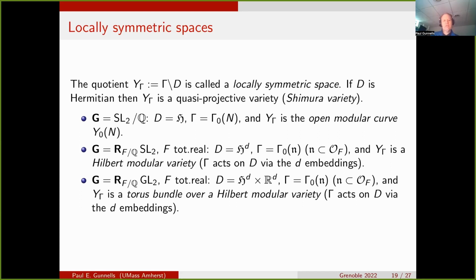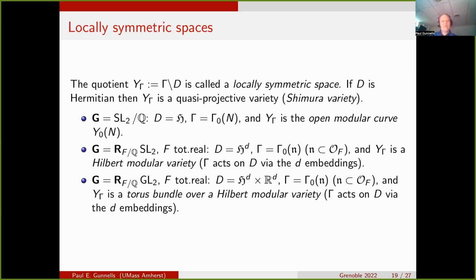So here are some examples. One that I'm sure you've seen: if you take SL_2 over Q, and then we take the Hecke congruence subgroup, then we get the modular curve. Now this is what sometimes is called the open modular curve because it's not compact. This is not a compact algebraic curve. It's a compact algebraic curve where you've put some punctures in it.